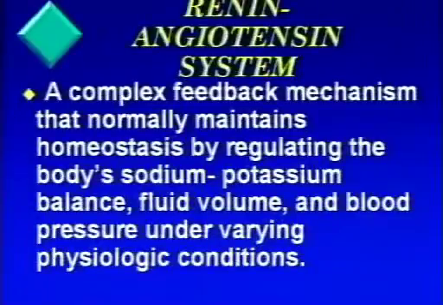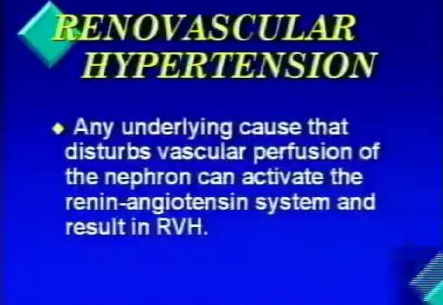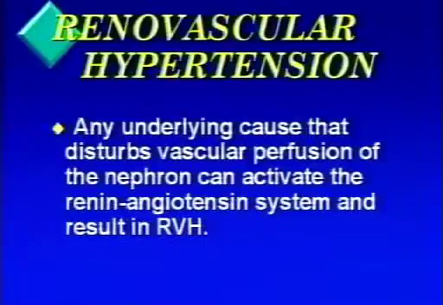Within the kidney, there's a very complex feedback mechanism that's referred to as the renin-angiotensin system. And this system helps to maintain homeostasis or balance by regulating the body's sodium-potassium balance, the fluid volume, and blood pressure under varying physiologic conditions such as stress. The nephron is the structural and functioning unit of the kidney. Whenever there is an underlying cause that disturbs the vascular perfusion to the nephron, then that can cause the renin-angiotensin system to be activated and results in renovascular hypertension.